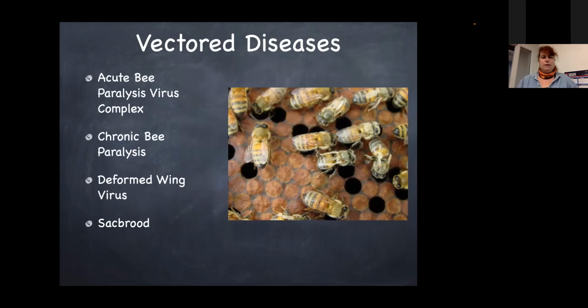So then the other thing that they do is they vector and amplify. Just like when a tick bites us, we can get a tick-borne disease, Varroa mites are hopping between cells and spreading diseases in the hive. And so there's a number of them, the acute bee paralysis virus, and that's a complex of numerous diseases.